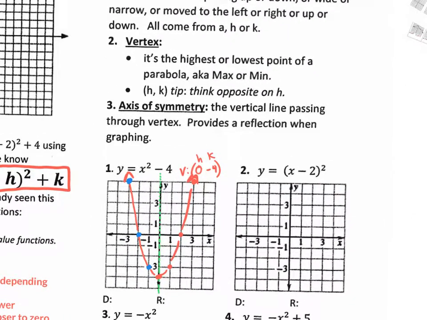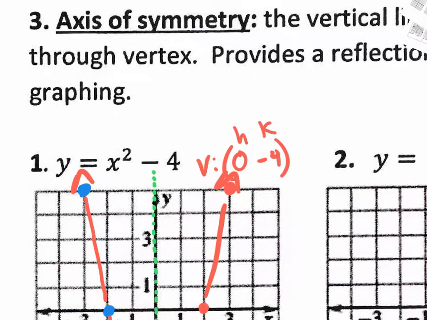It's that green dotted line. And what is it? It's the vertical line passing through the vertex. Okay? And it provides a reflection when you're graphing. That way it makes it really easy to graph. So the axis of symmetry, let's actually jot this down. In addition to the definition, let's do this.